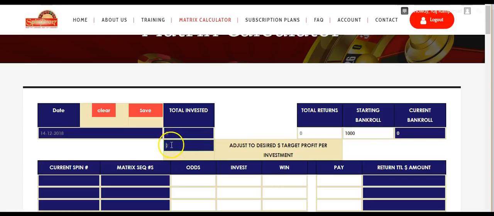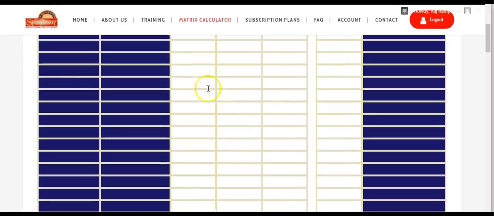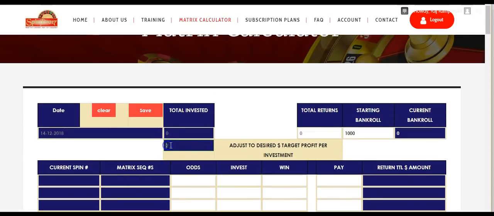Now we're going to set our adjusted desired target per investment. What we recommend for everyone is you start off with 2. This 2 is not lit up; it's just showing you where to put it. You know your calculator is set when all of these columns come up in zeros. So for this one, let's use 7. We're going to use $7 as our target investment. What we're saying here is $7 is what we desire per spin, so that when we do have a win, we should be able to make at least $7.